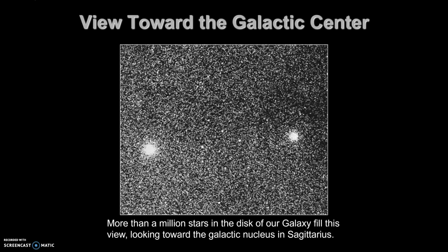Our view towards that galactic center: more than 1 million stars in the disk of our galaxy fill this view when we look towards the nuclear center, which is in Sagittarius. So we have millions of stars in between where we are and the galactic center.